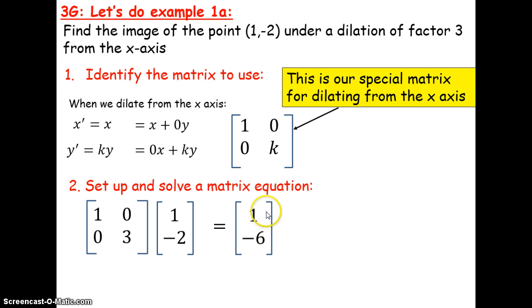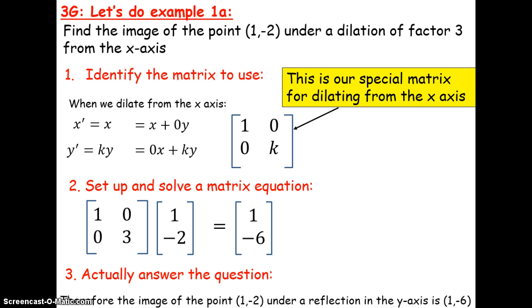So if you leave it like this, you're almost there, but you will not get full marks because you have not answered the question. We want to state what we've found. So step 3 is very important. Actually answer the question. It doesn't need to be as wordy as this, but you do want to have an actual answer. Therefore, the image of the point 1, negative 2 under a dilation of factor 3 from the x-axis is 1, negative 6. So that means that when we apply this dilation, our point at 1, negative 2 moves to the point 1, negative 6. That'll do for that one.